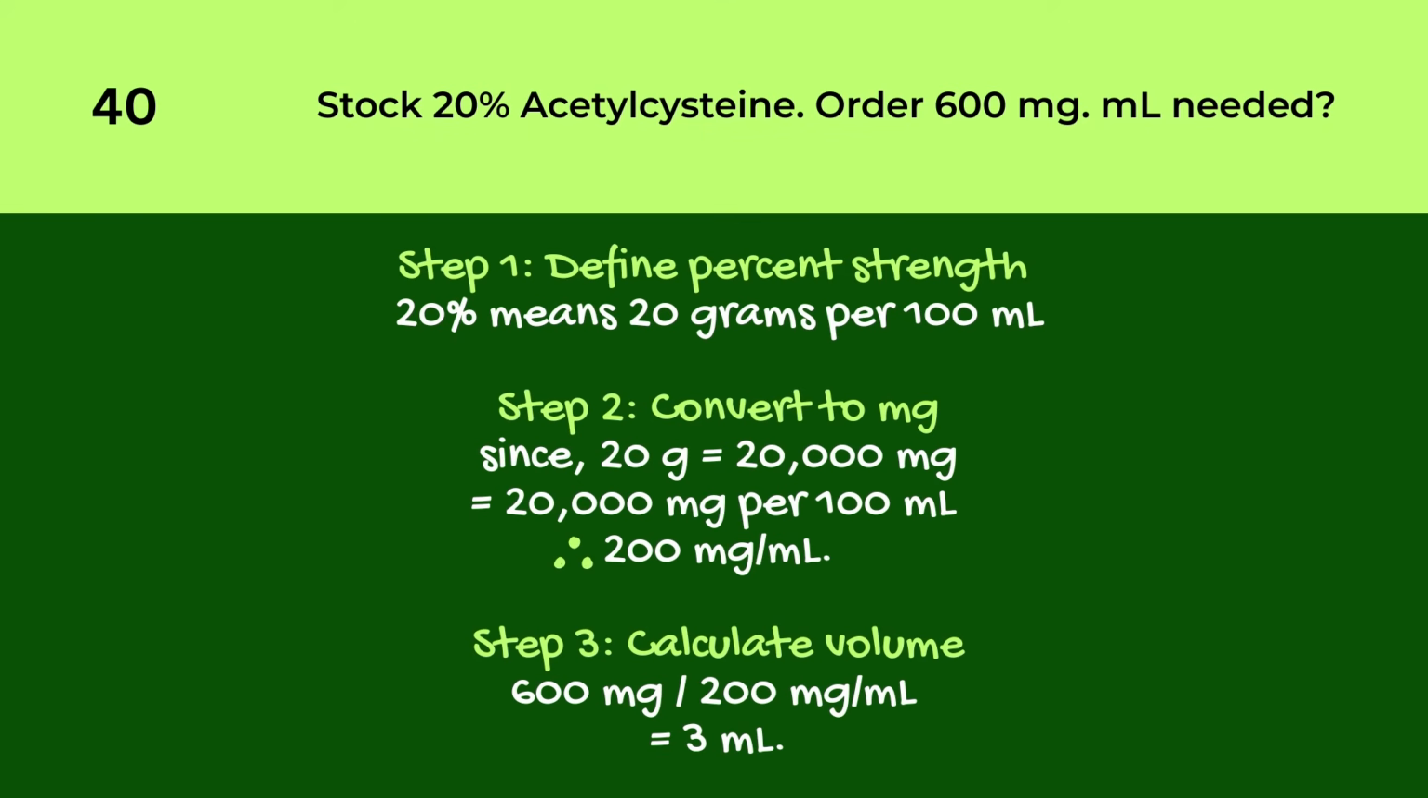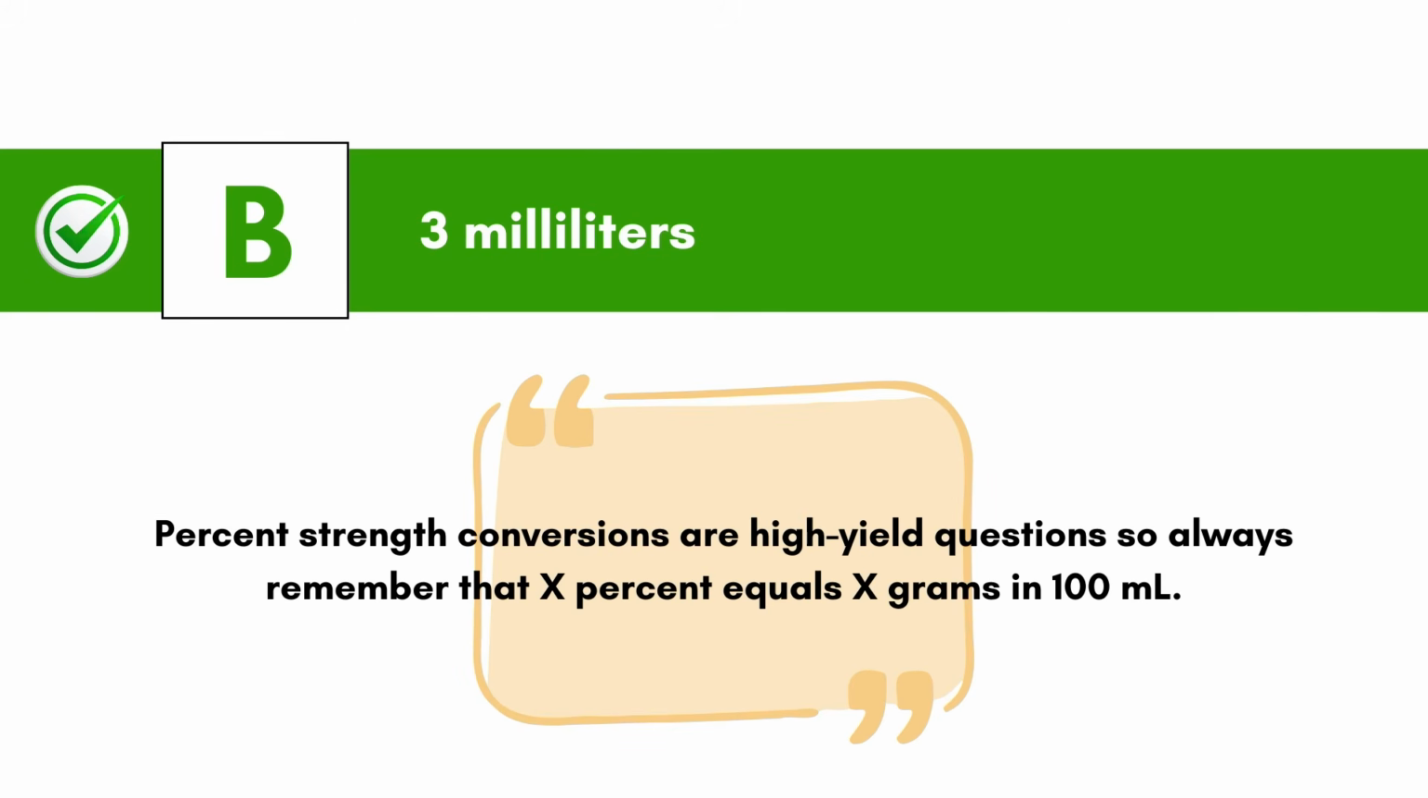Step 3 is the final calculation. We need 600 milligrams, and each milliliter has 200 milligrams. We divide 600 by 200. Lock that in. The result is 3. Option B is correct. You need to draw up 3 milliliters. Percent strength conversions are high-yield questions, so always remember that X% equals X grams in 100 milliliters.